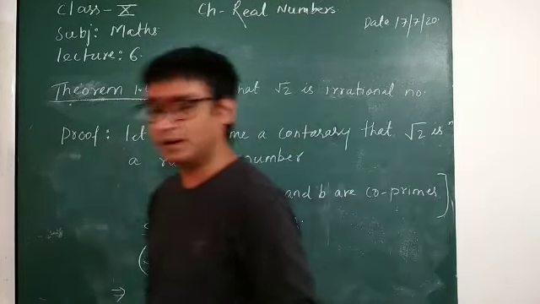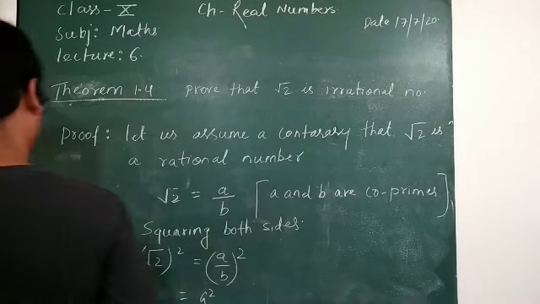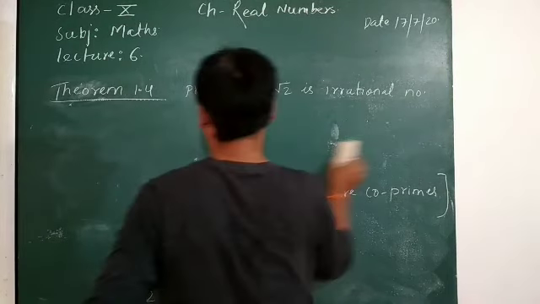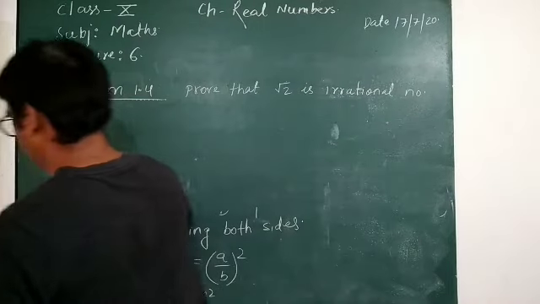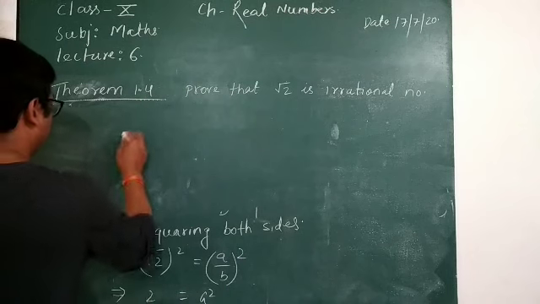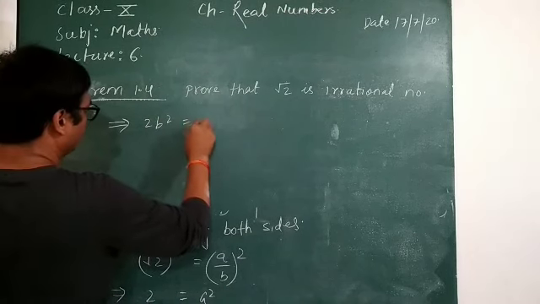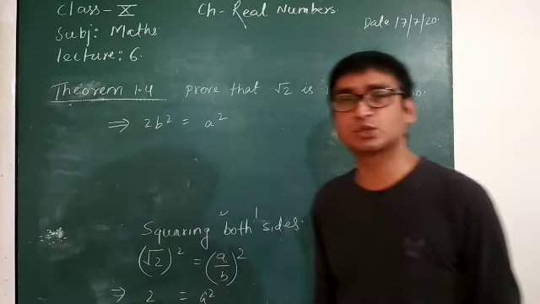Then we will cross multiply it. After cross multiplying, what do we get? If you cross multiply, you will get 2b square is equal to a square. 2b square is equal to a square.